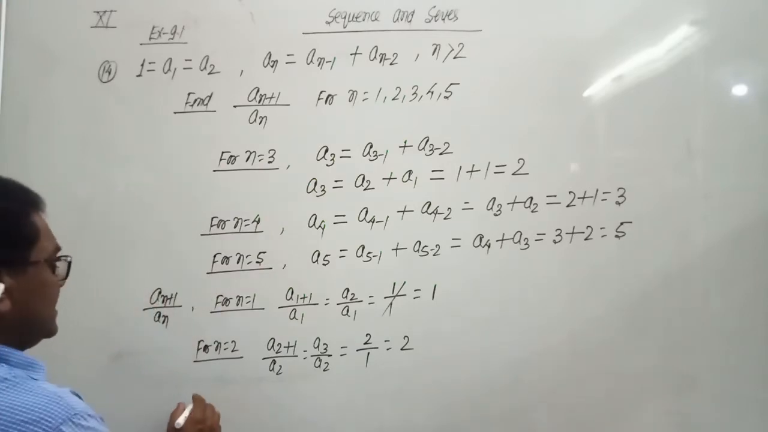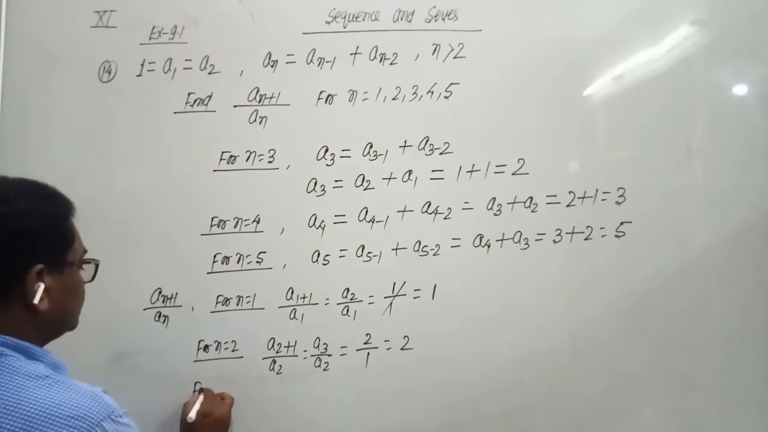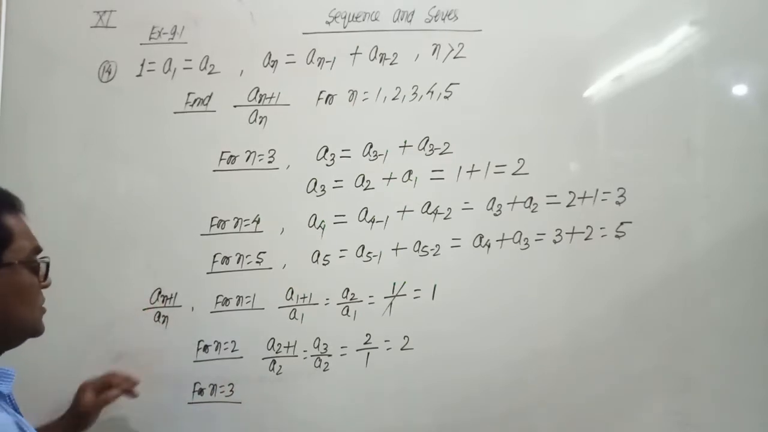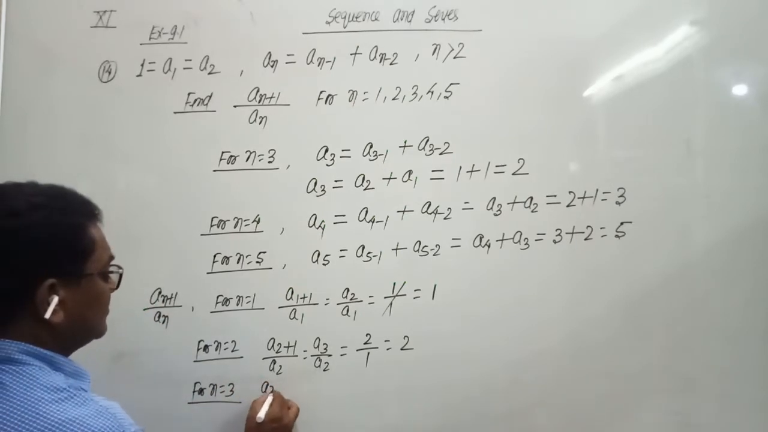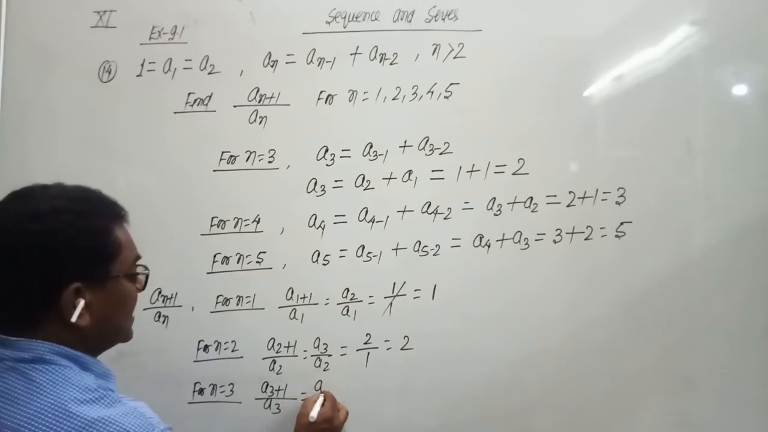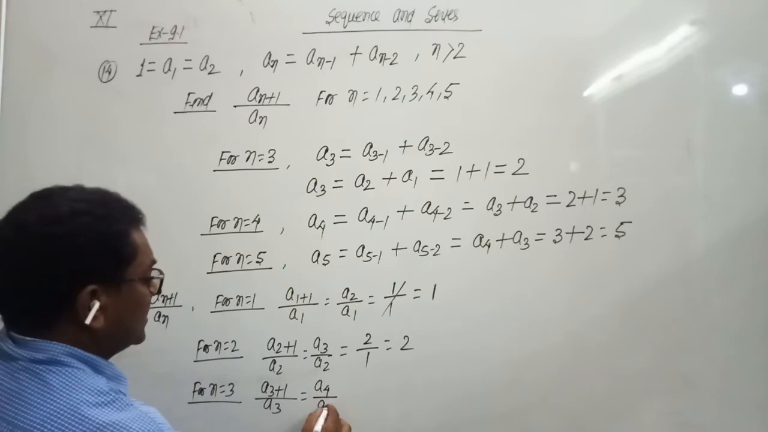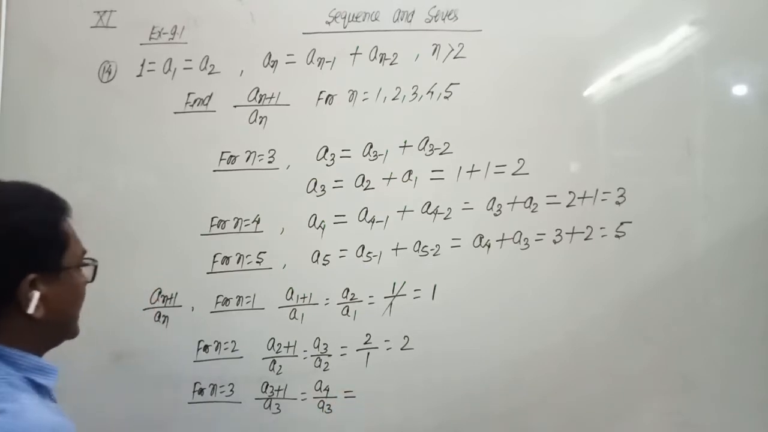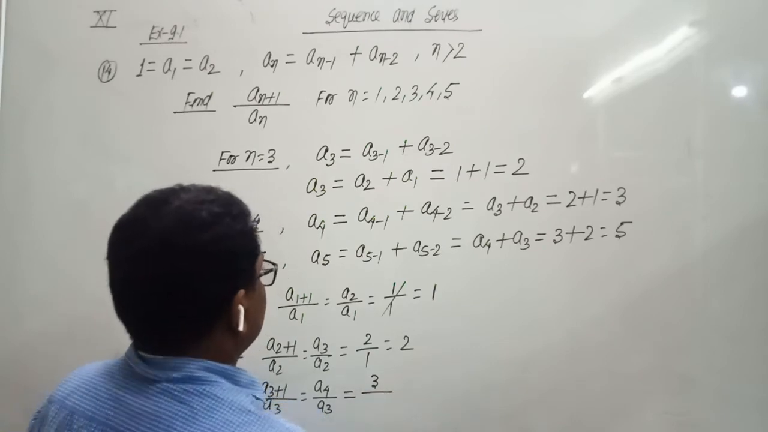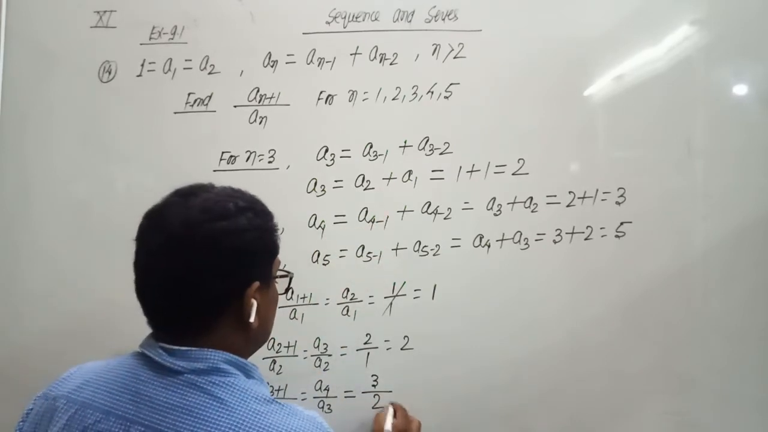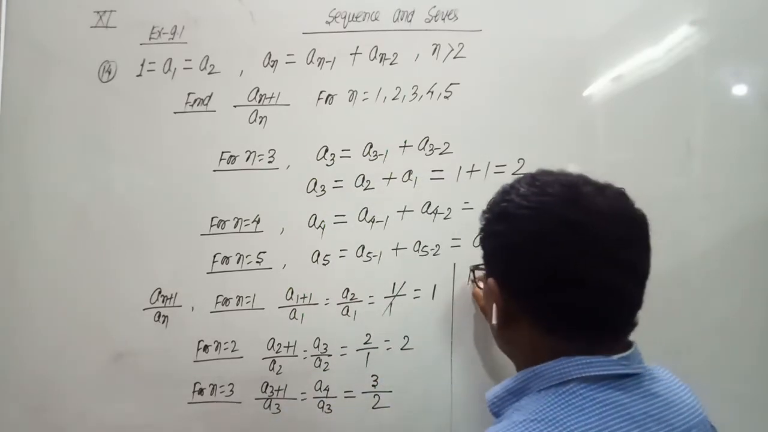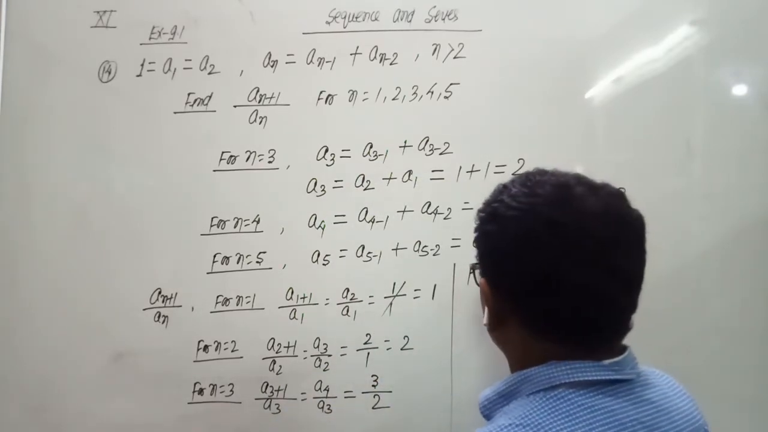Now for n equals to 3. Here we put n equals to 3. So we get a(3+1) upon a3, that is a4 upon a3, and the value of a4 is 3 and a3 is 2. So 3 by 2.